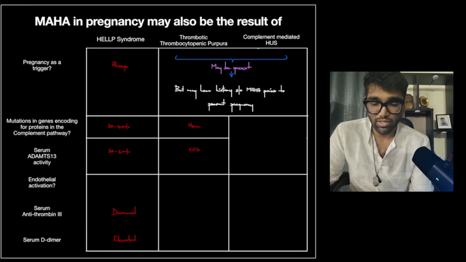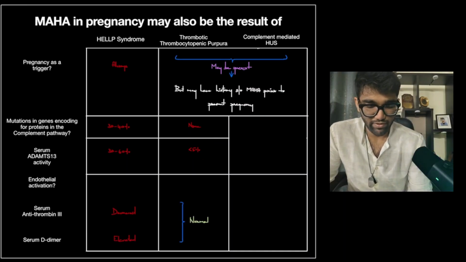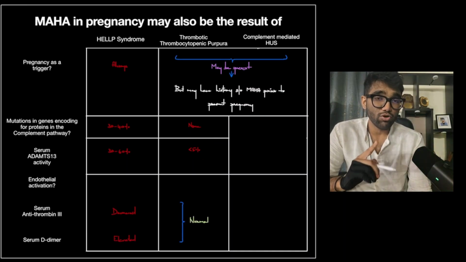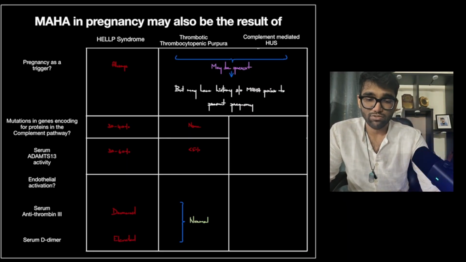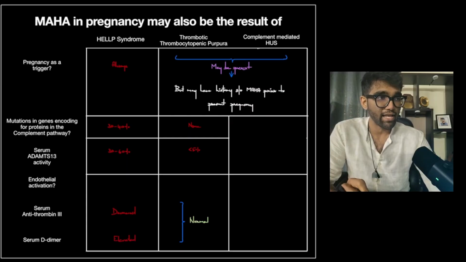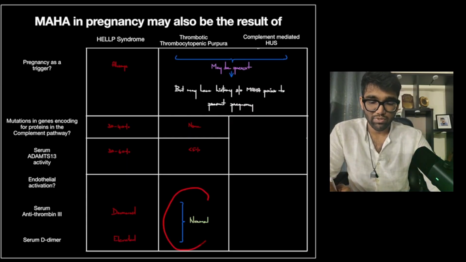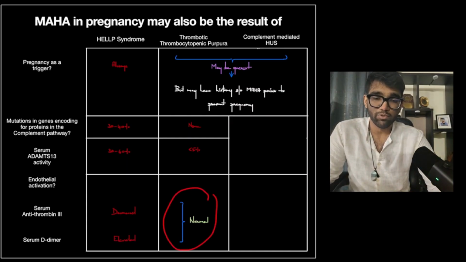Obviously, TTP patients don't have complement mediated pathway defects. Now, again, TTP causes platelet activation and very minimal endothelial activation. So, if you have a doubt between TTP and HELP, then measuring antithrombin 3 and D-dimer levels will be very useful because they will be normal.